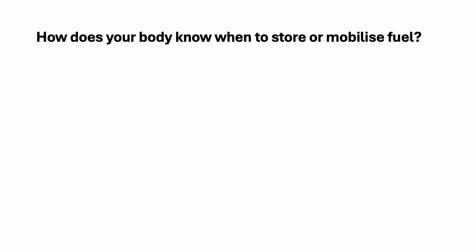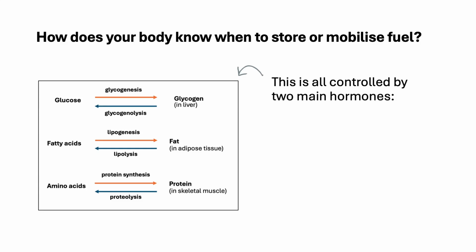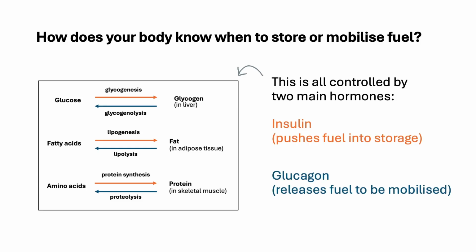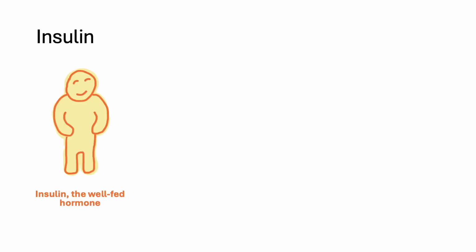So, how does your body know when to store or mobilize fuel? All these reactions are controlled by these 2 hormones. Insulin, which pushes fuel into storage, and glucagon, which causes fuel to be released from storage to be mobilized. So let's talk about each of these in turn. First of all, insulin, the well-fed hormone.